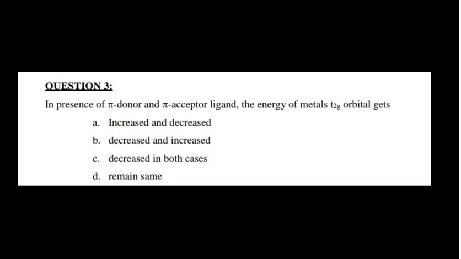In the presence of pi donor and pi acceptor ligands, the energy of the metal T2g orbitals gets, okay, this problem I have already solved for you. So whether increased or decreased, what happens in that case? There may be two cases. Whenever you have the pi donor, the metal's T2g orbital energy will increase. And a few slides back I already told you, whenever pi acceptor ligands are there, the metal T2g orbital donates electrons to them. When this donation occurs, the energy of the T2g orbitals gets lowered.